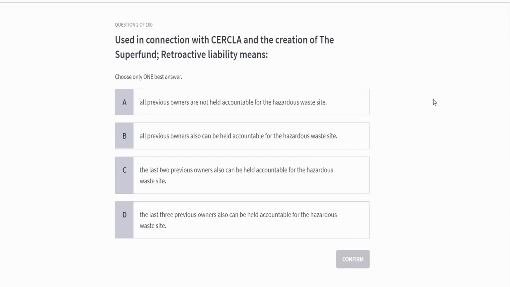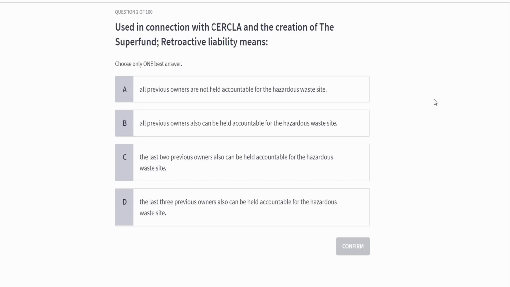Alrighty. Let's see, next question, question number 2. Used in connection with CERCLA and the creation of the Superfund, retroactive liability means what? And it gives us 4 options here. A, all previous owners are not held accountable for the hazardous waste site. B, all previous owners can be held accountable for the hazardous waste site. C, the last 2 previous owners also can be held accountable for the hazardous waste site. Or D, the last 3 previous owners also can be held accountable for the hazardous waste site.